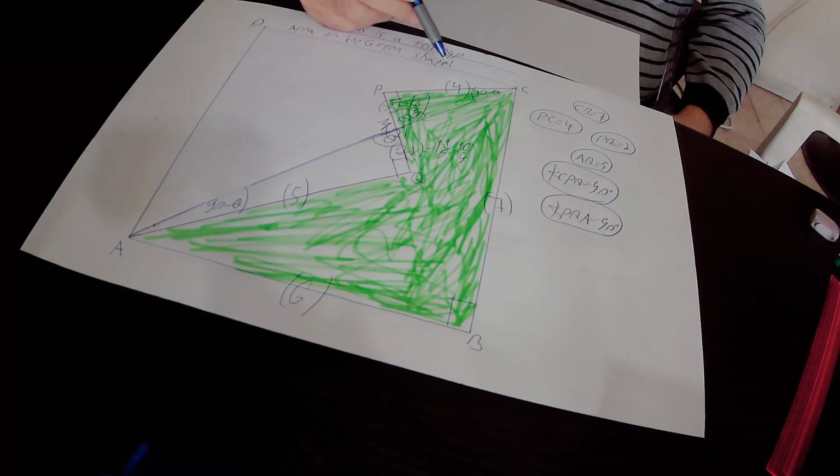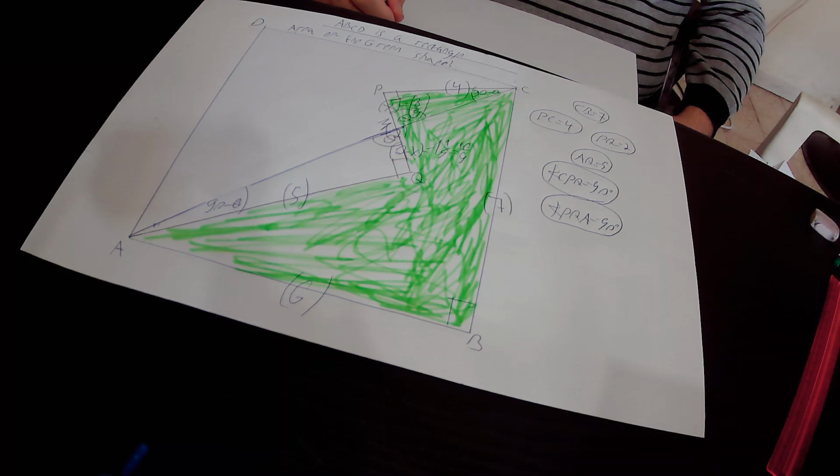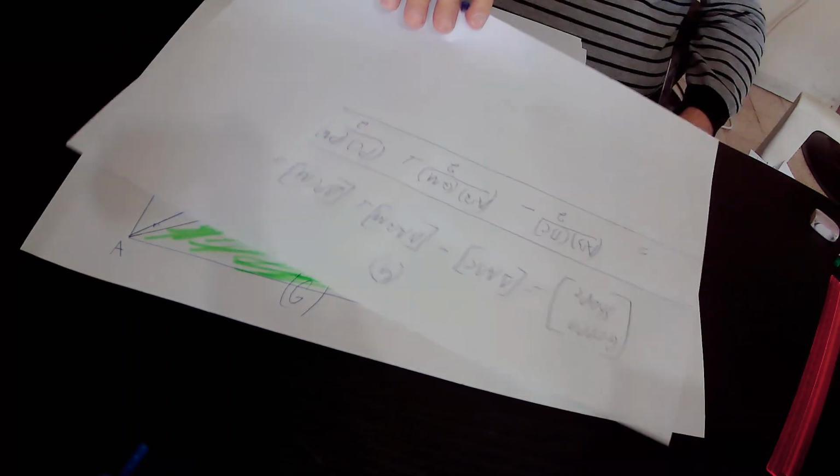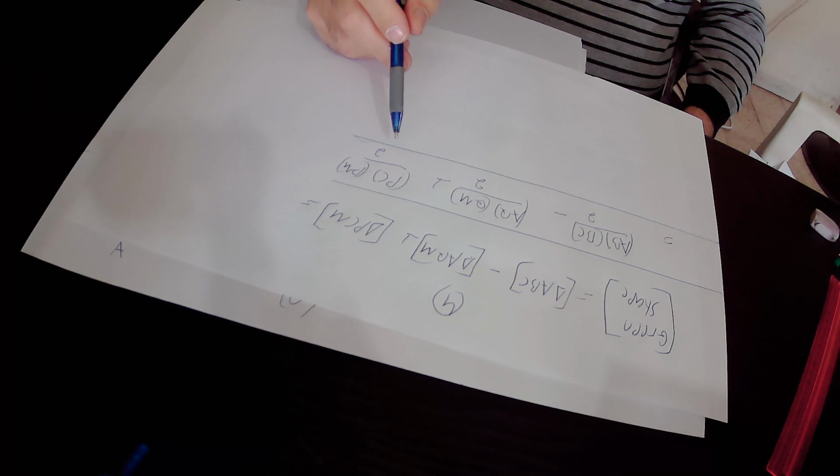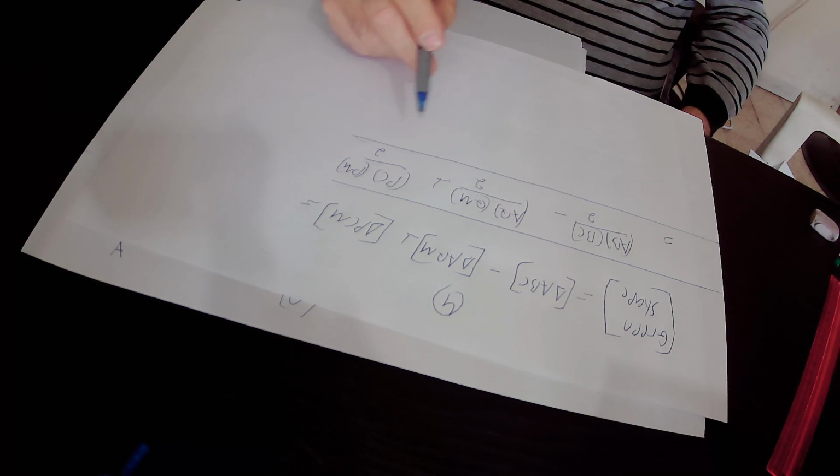The area of this small green right triangle PMC equals the base, that is PC, times the height to the base, that is PM, over 2. I repeat again, the area of the small green right triangle PCM equals the base, that is PC, times the height to the base, that is PM, over 2.